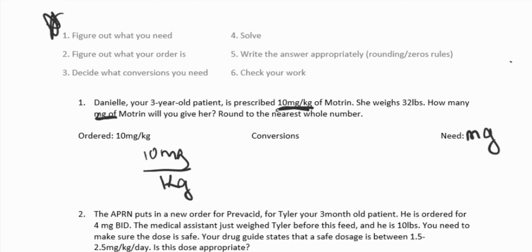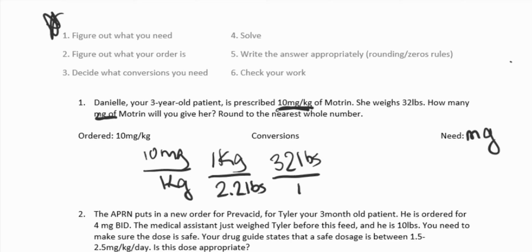So we know our conversions. What we have is her weight is in pounds. So we know we're going to have pounds up here. We know we're going to need to get to kilograms. So we're going to do 1 kilogram equals 2.2 pounds. Here we know we can cross off our kilograms. And then we need to get to our milligrams. So we need to get how many milligrams per kilogram she needs is right here. And then we know she's 32 pounds. We need to cross off our pounds here. So we're going to put our 32 pounds here over 1.